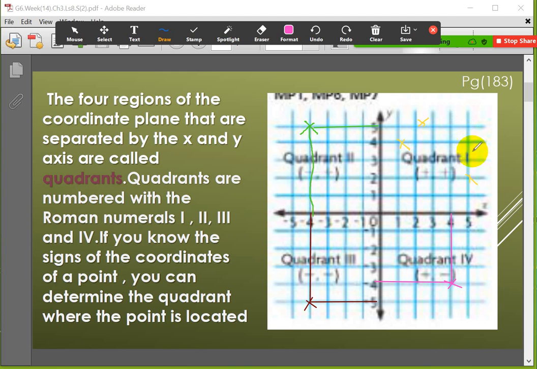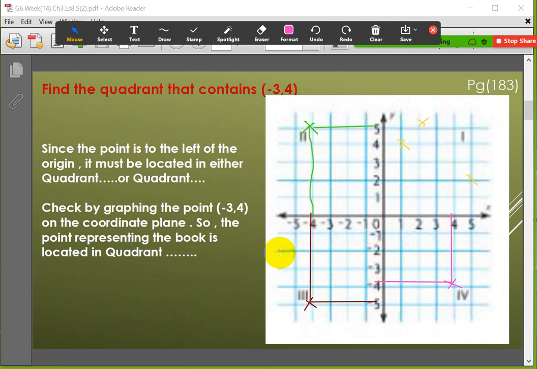So this is the first one, this is the second one, this is the third one, and this is the fourth one. And you have to save also the sign for each one. Okay? You can save it or you can understand it on the coordinate plane. Okay? Now let's move to this example, to know in which quadrant this point will be.